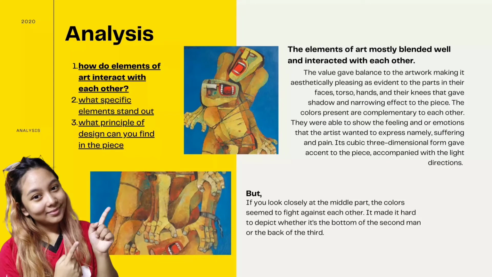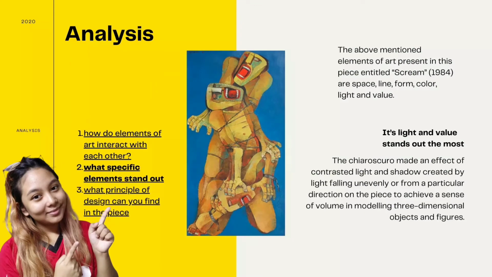The only flaw we see here is, if you look closely at the middle part, the colors seem to fight against each other. It made it hard to depict whether it's the bottom of the second man or the back of the third. Next is, what specific elements stand out the most? So, the above-mentioned elements of art present in the piece entitled Scream are space, line, form, color, light, and value. But light and value stand out the most.